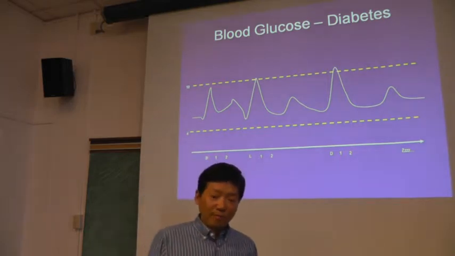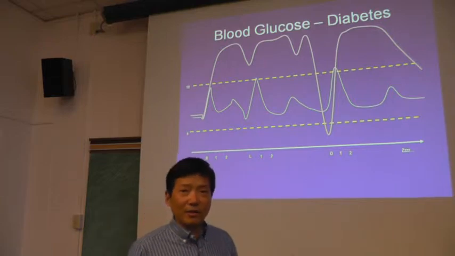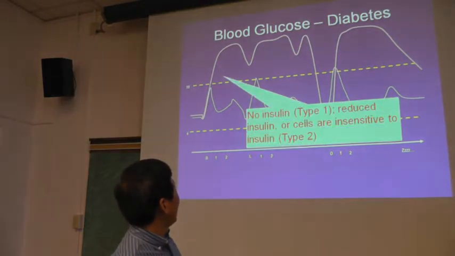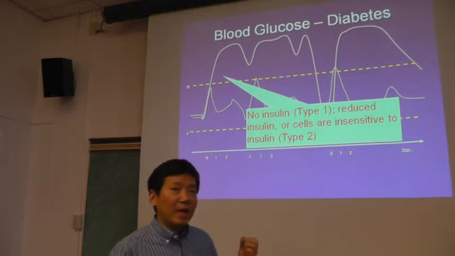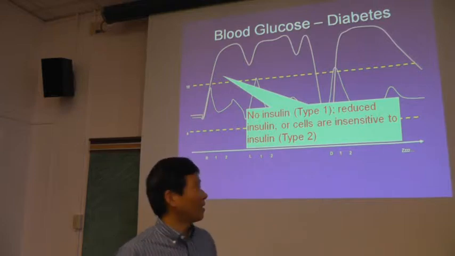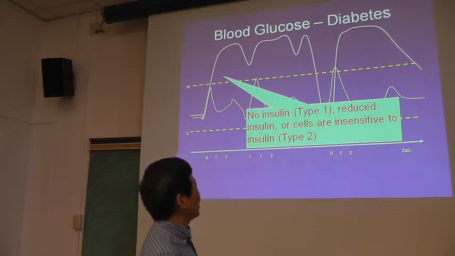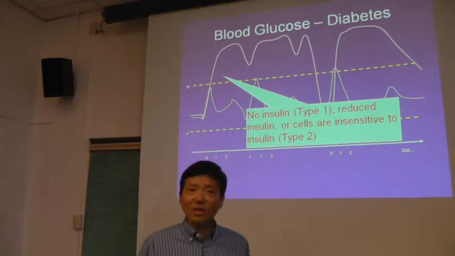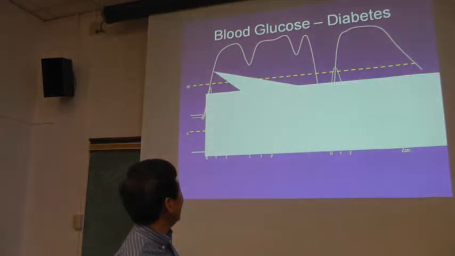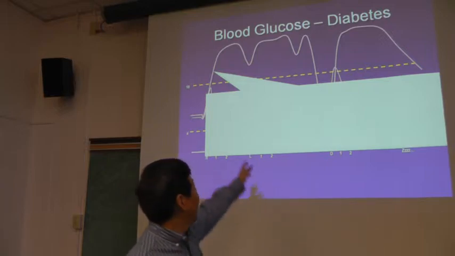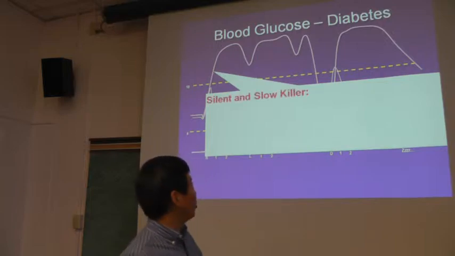How about diabetes? Well, for a diabetes patient, the blood glucose throughout the day may look like this. And that's because there are two possible reasons. One is type 1 diabetes, where the pancreas just does not secrete any insulin. In type 2, the pancreas secretes less insulin, or the body cells are not sensitive to the insulin. So the blood glucose goes very high. Whenever the blood glucose is very high, above this line of 10, it becomes very problematic for people.